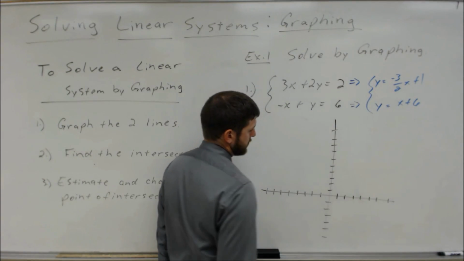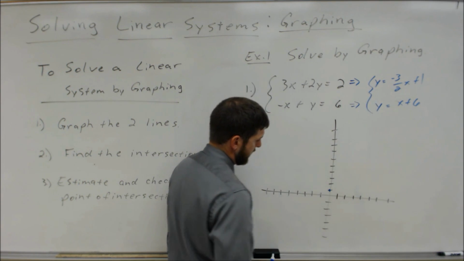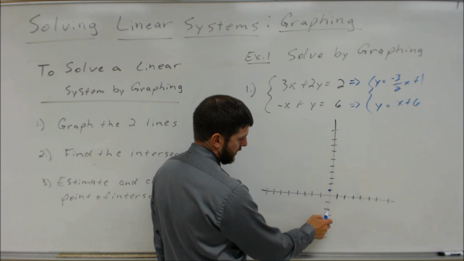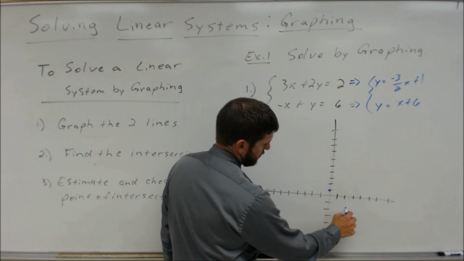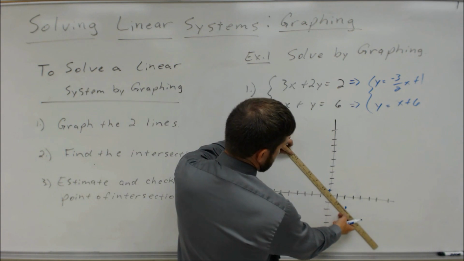Graphing the first line, the y-intercept is 1, so go to 1 on the y-axis. Slope is negative 3 halves, so I go down 3 from the y-intercept and over 2 units. Let's go ahead and draw that.